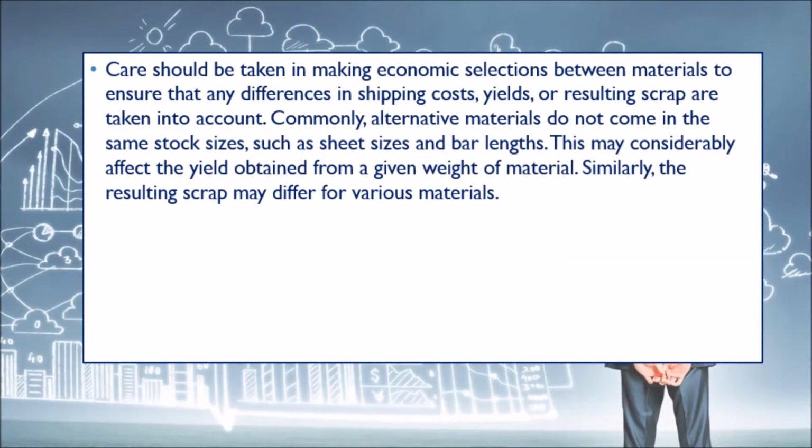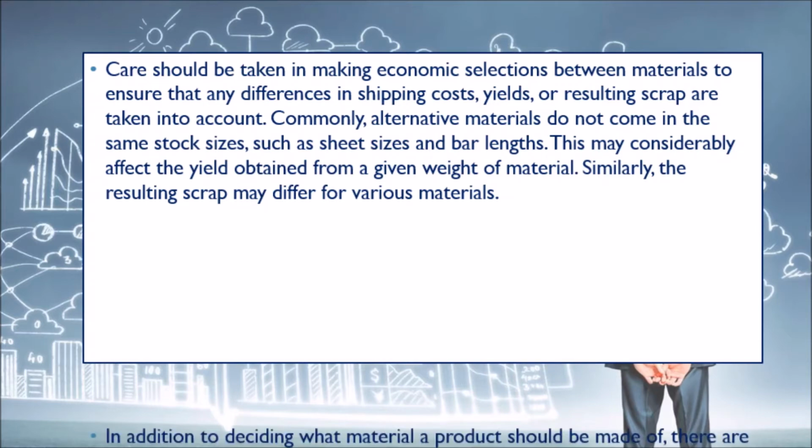Care should be taken in making economic selections between materials to ensure that any differences in shipping cost, yields, or resulting scrap are taken into account. Commonly, alternative materials do not come in the same stock sizes, such as sheet sizes and bar lengths. This may considerably affect the yield obtained from a given weight of material. Similarly, the resulting scrap may differ in various materials.